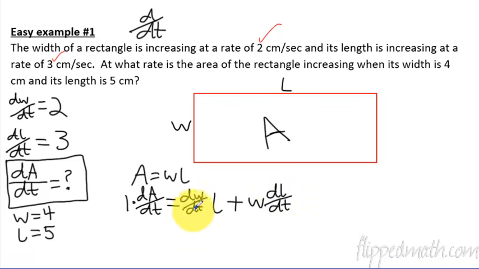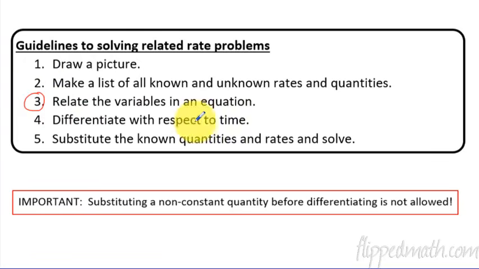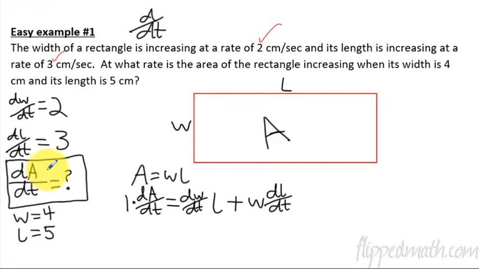Now I have a formula. All of these things, I took the derivative, and so we did number 4, differentiate with respect to time. Now we substitute the known quantities and rates and solve for dA/dt. So we're trying to get dA/dt by itself, which it already is. So dA/dt equals, now substitute stuff in that we know.